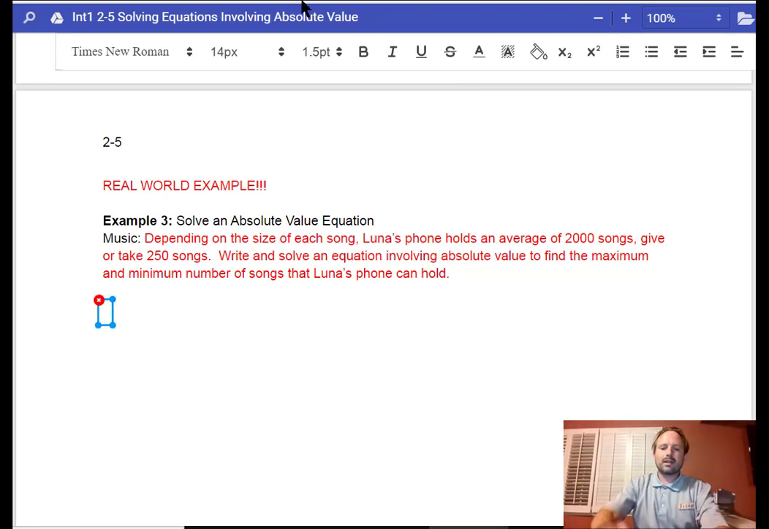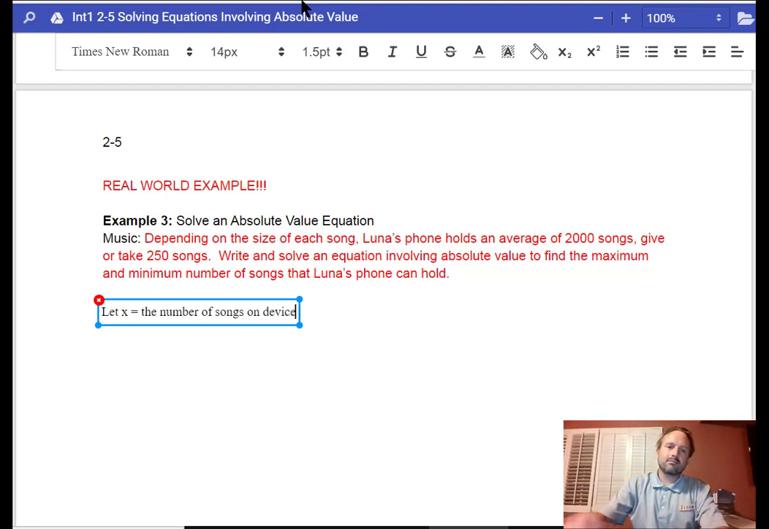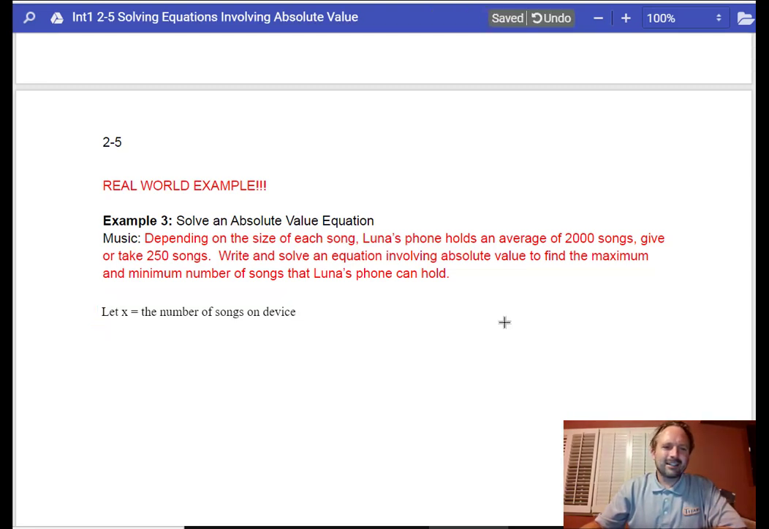So I know I need to have my let statement. I'm going to say let x equal the number of songs on this generic listening device. Next up, it used to be an iPod a couple years ago. So I know that this could be x minus 2,000. Now, it could be 250 above or 250 below. So we have the absolute value. The absolute value of x minus 2,000 would equal 250.